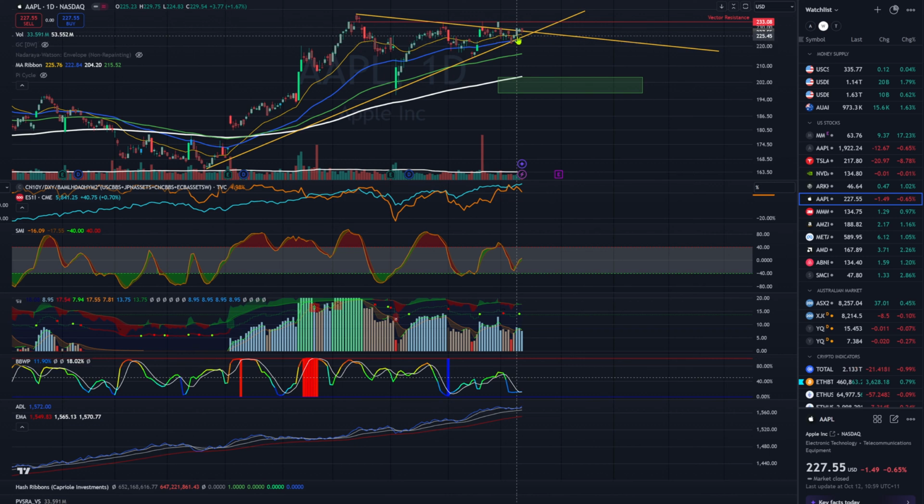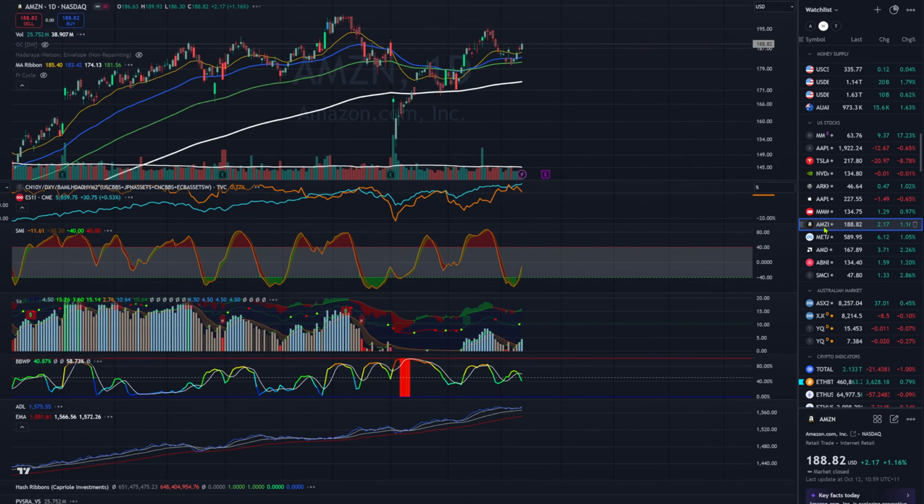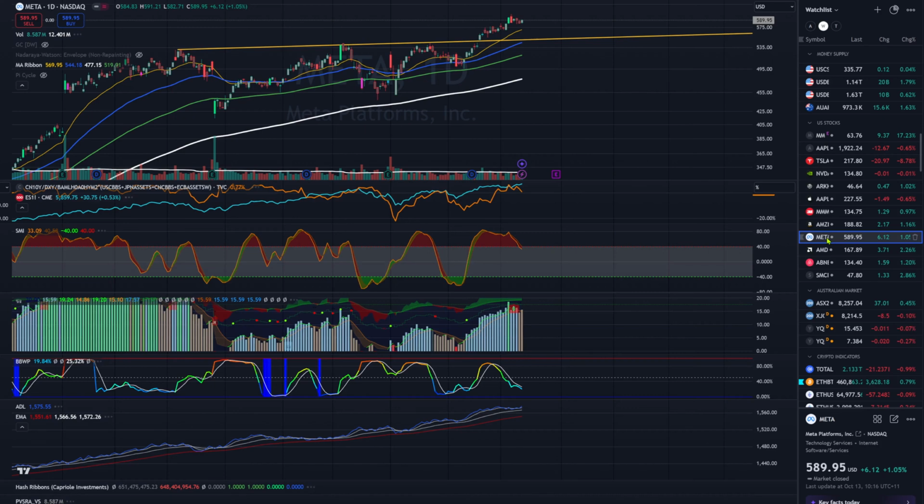Apple is struggling. Apple needs to have a pretty strong day, in which case I could consider this a retest of that breakout. Amazon's strong. Meta's still strong, but it looks like I'd be expecting Meta to come back into this trend line.